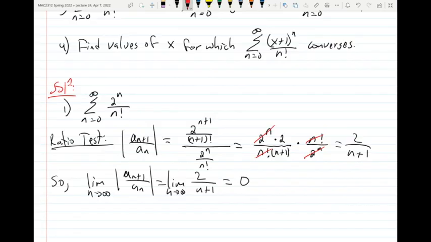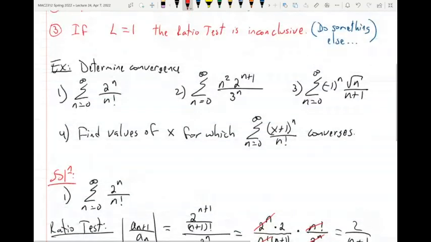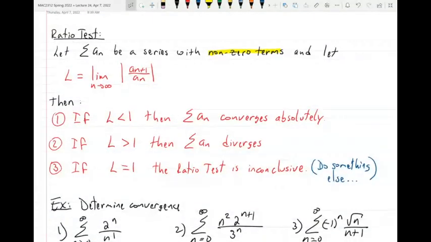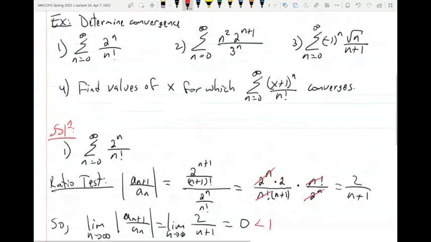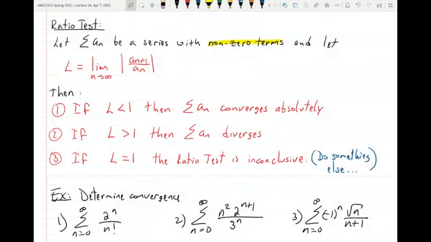What is this limit? 0. In particular, what do we need to do with this limit now according to the ratio test? We need to compare it with 1. Depending on what we get, then we make a decision. How does this number compare with 1? It's less than 1. So what does the ratio test tell you when it's less than 1?